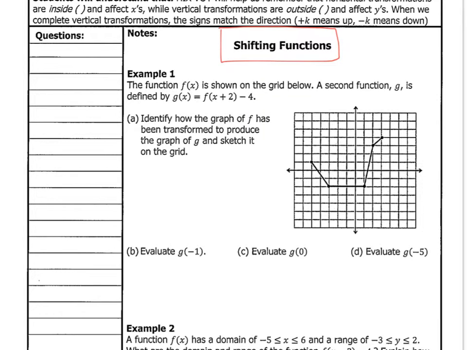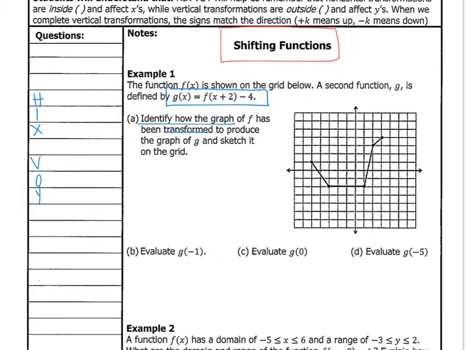So it says that we have this function f of x shown on the grid below. A second function g of x is defined by g of x equals f of x plus 2 minus 4. So here we've got this new function, and we're asked to identify the transformation. Now maybe you want to think about HIXS VOID here. Remember, HIXS means horizontal, inside parentheses, and affects the x's; VOID means vertical, outside parentheses, and affects the y's.